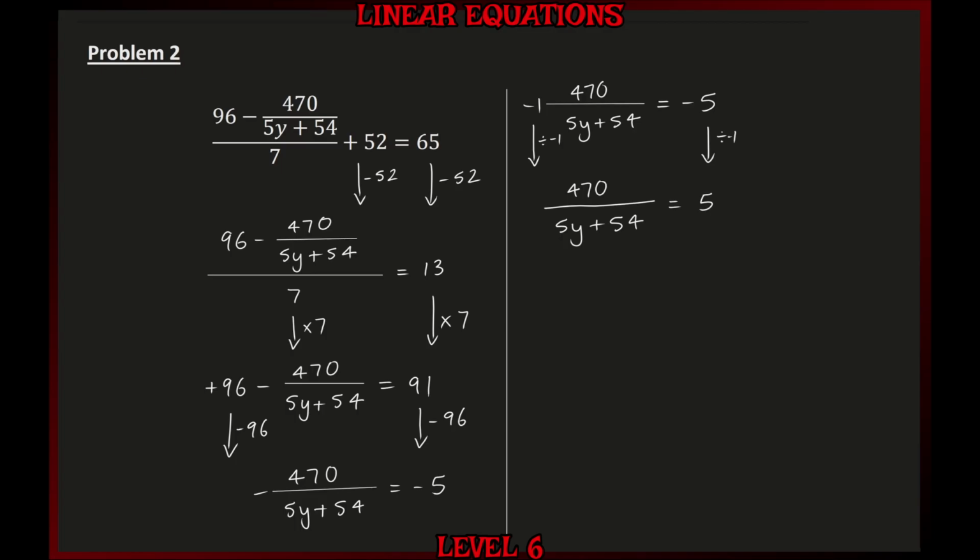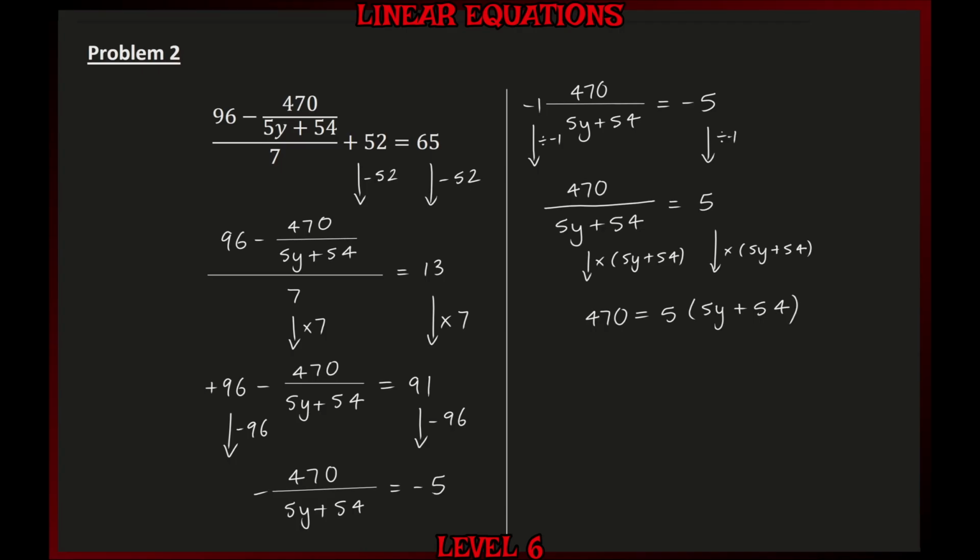We can now remove the denominator from the fraction on the left, and we can do this by multiplying both sides by that denominator. So we times the left and the right both by 5y plus 54. And on the left, the denominator cancels out, so we have 470, and on the right, we have 5 multiplied by 5y plus 54.